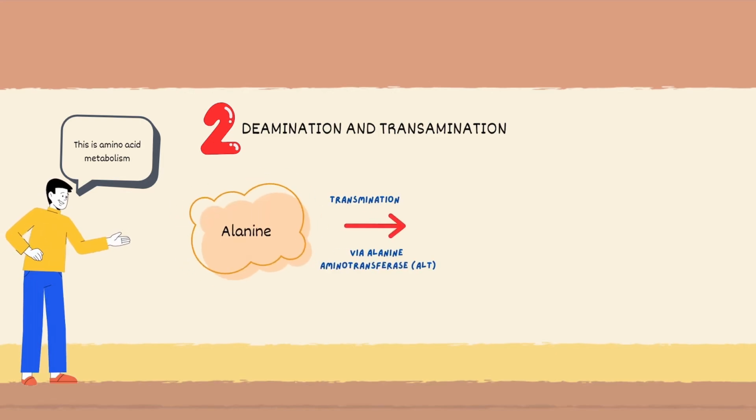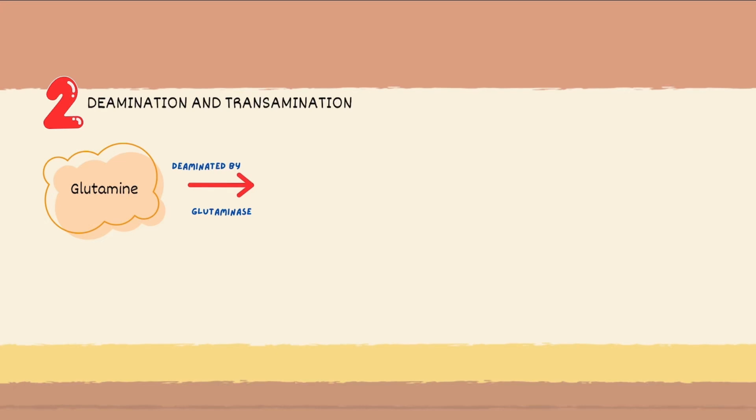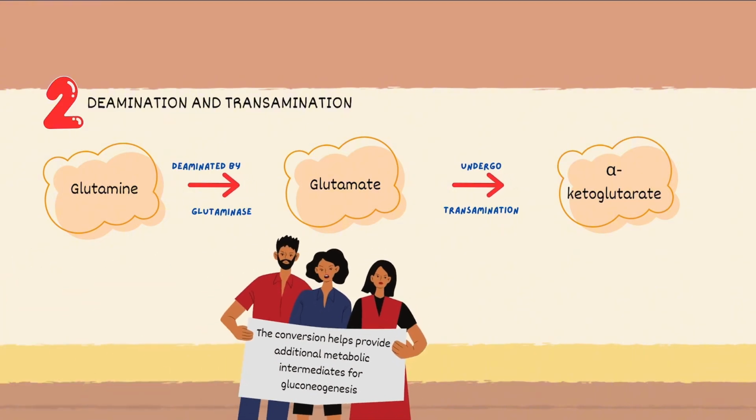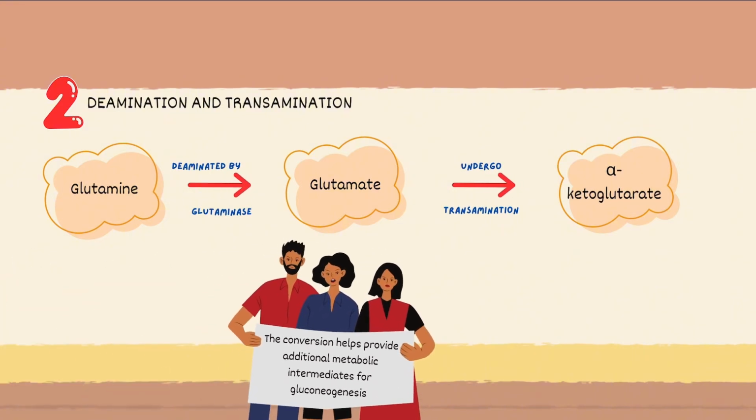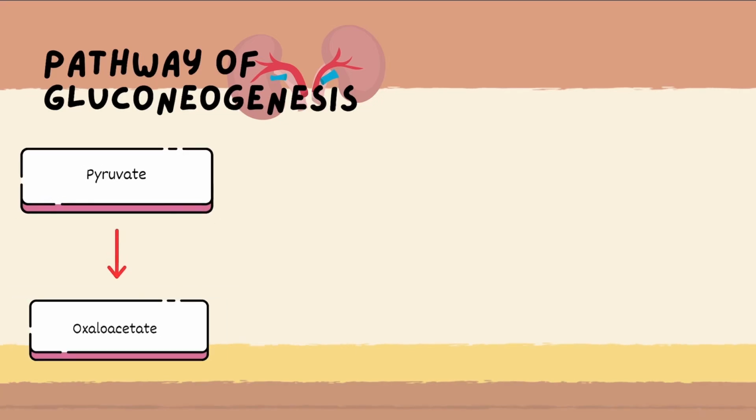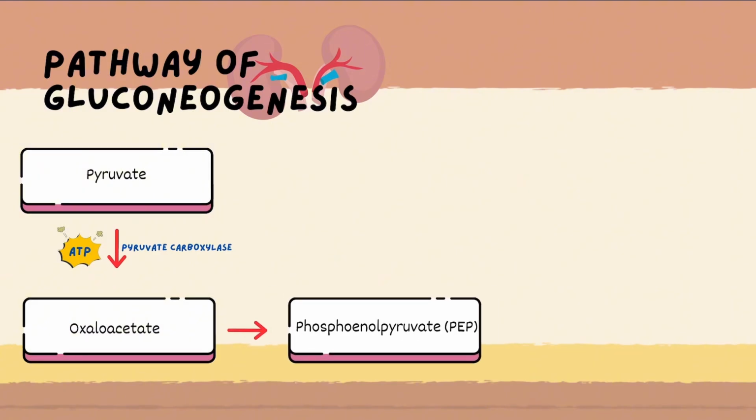Alanine undergoes transamination with the help of alanine aminotransferase to form pyruvate, ready for gluconeogenesis. Glutamine undergoes deamination via glutaminase to form glutamate, which in turn undergoes transamination to form alpha-ketoglutarate. The conversion helps provide additional metabolic intermediates for gluconeogenesis. Pyruvate is converted into oxaloacetate by the enzyme pyruvate carboxylase. This step requires ATP. Oxaloacetate is then converted to phosphoenolpyruvate by phosphoenolpyruvate carboxykinase.